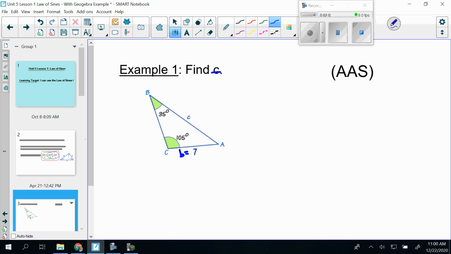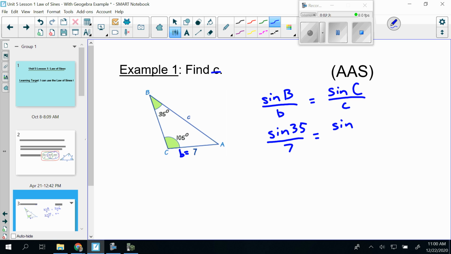So let's set this one up. We're going to do sine of angle B over little b because we know both of those. And then the one we want to find is C, so we're going to do sine of angle C over side C. Now let's fill in what we know. Angle B is 35, side B is 7, angle C is 105, and the one we're trying to find here is little c, so we'll leave that as a variable.